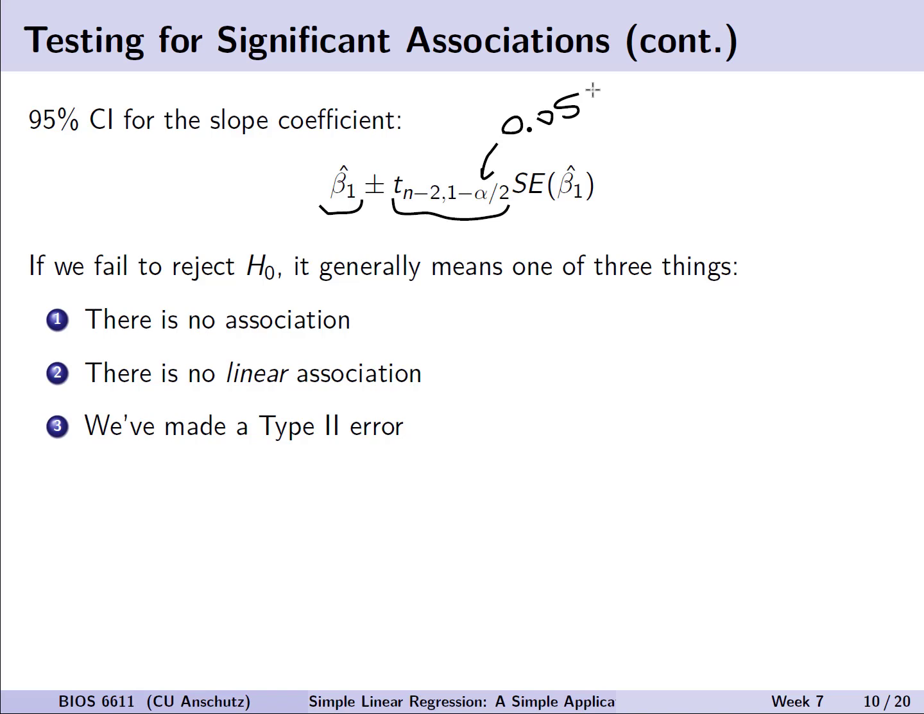Now, if we ultimately fail to reject H naught, that null hypothesis, it tends to mean one of three possible things. The first is that all of our assumptions are met and there was no actual association. The second is that maybe our linear assumptions were not necessarily met and there actually is not a linear association, but there might potentially be a different type of association that some other regression model or transformation might be able to help detect. And the third possibility is we've made a type 2 error. We failed to detect a significant difference when it exists, and we're underpowered.